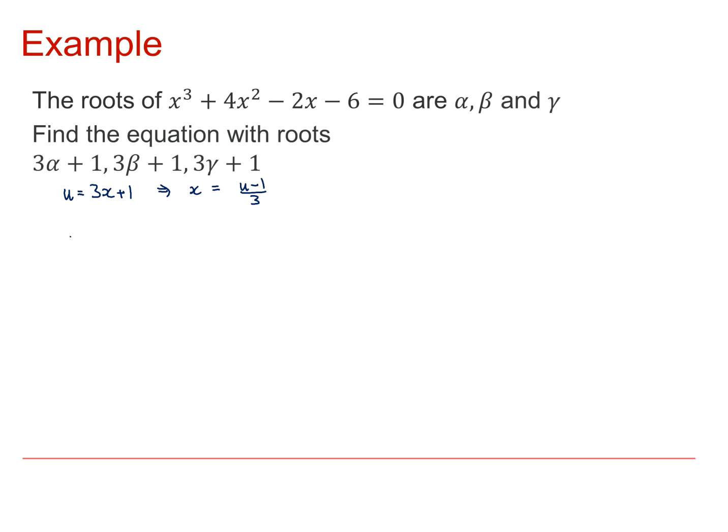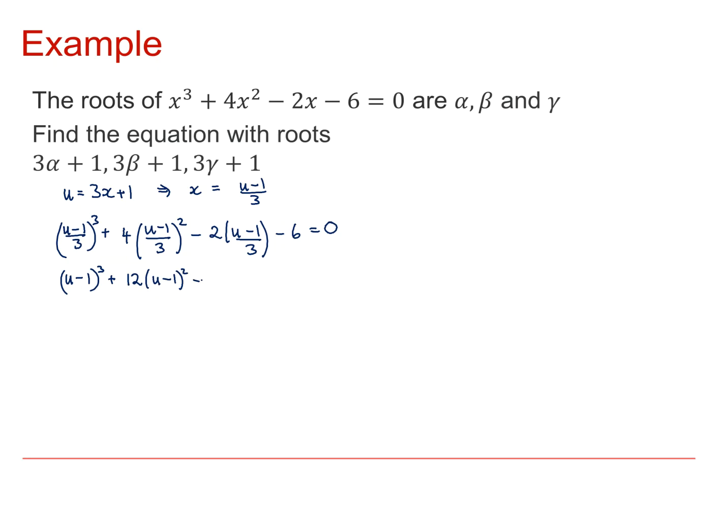OK, substituting for x with u minus 1 over 3. That gives me u minus 1 over 3 cubed plus 4 lots of u minus 1 over 3 squared, minus 2 lots of u minus 1 over 3, minus 6 equals 0. Multiplying through by 27 gives me u minus 1 cubed plus 12 times u minus 1 squared, minus 18 times u minus 1, minus 162 equals 0.